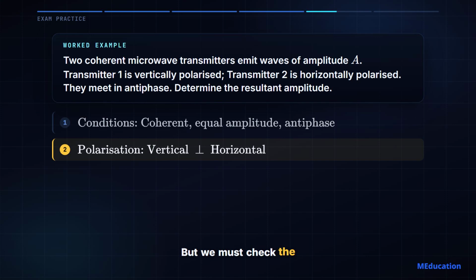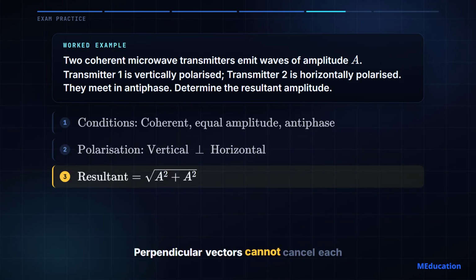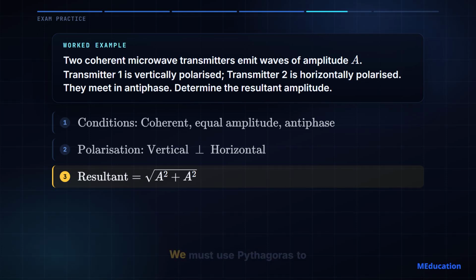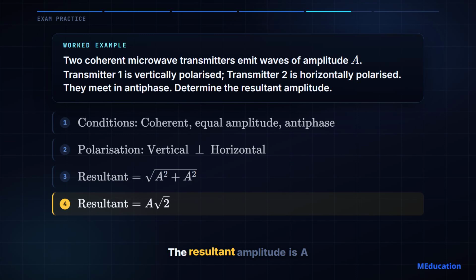But we must check the polarization. Transmitter 1 is vertically polarized, and transmitter 2 is horizontally polarized. They are perpendicular. Perpendicular vectors cannot cancel each other out. We must use Pythagoras to find the vector sum. The resultant amplitude is a root 2. They do not destructively interfere.